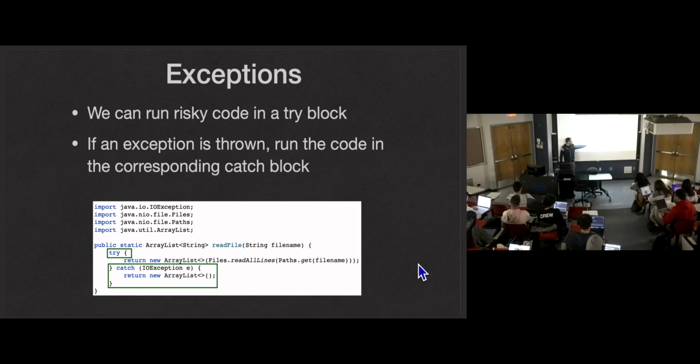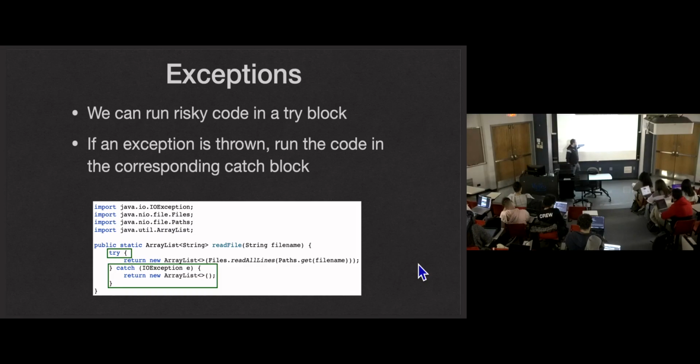This behaves like a parameter list. I have a variable of type IO exception, and I named it E. E or EX or exception, if you want to spell out the whole thing, are common names for your exceptions. And then this code is executed instead. So as soon as an exception is thrown, this code stops, the block terminates, and we go into the catch block and run this code instead. And this code compiles, this runs, and Java will happily compile and execute it.